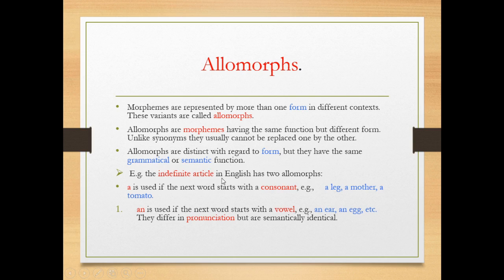The indefinite article in English has two allomorphs. A is used if the next word starts with a consonant: a leg, a mother, a tomato. An is used if the next word starts with a vowel: an ear, an egg. They differ in pronunciation but semantically their function is the same. A and an. These are allomorphs of the indefinite article.